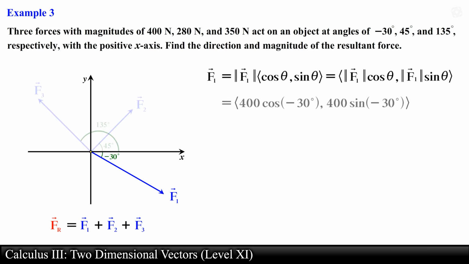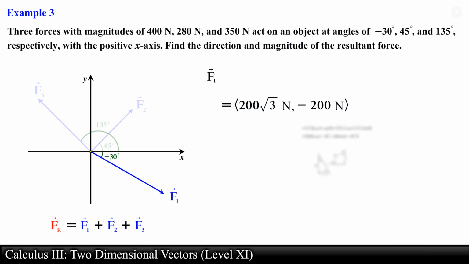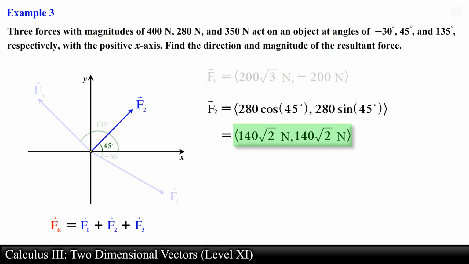The 400 Newton force will have 200 times the square root of 3 and negative 200 for the x and y components, respectively. Notice that we can use special triangles to find an exact expression for the components of the forces. Next, we find the components of the second force, which equals 140 times the square root of 2 for both the x and y components.